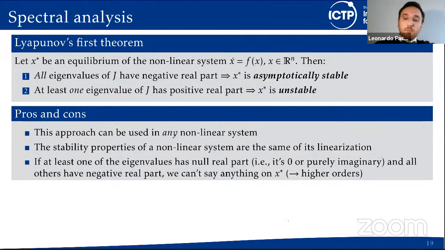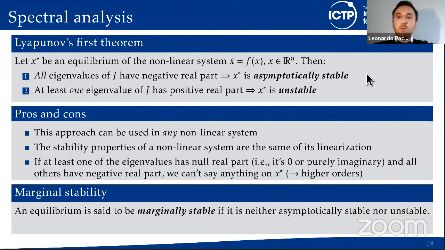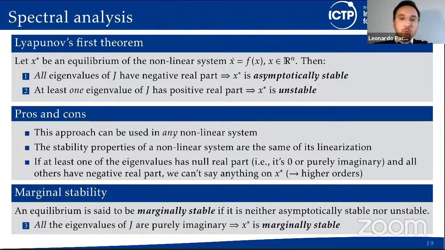Now, I want to introduce another type of stability that we can find in dynamical systems, and that is also relevant sometimes in ecology, which is marginal stability. In general, an equilibrium is defined as marginally stable if it is neither asymptotically stable nor unstable. But in particular, it is marginally stable when all the eigenvalues of this Jacobian matrix here are purely imaginary.